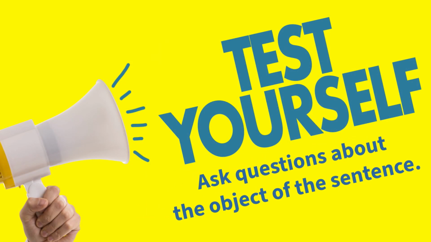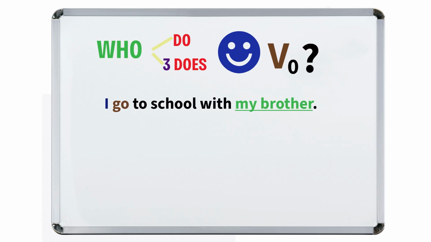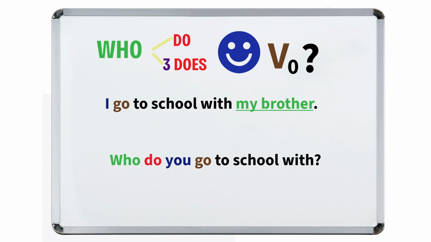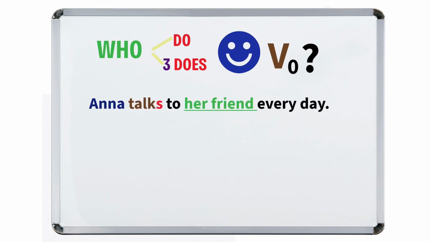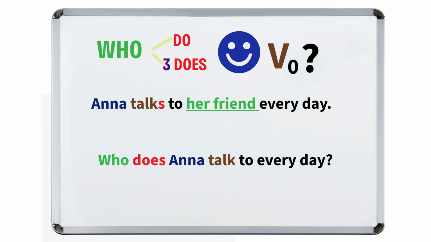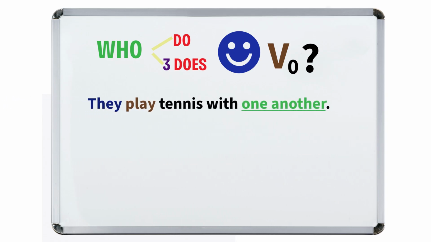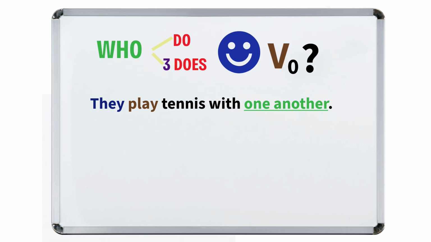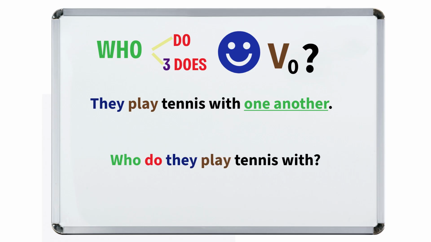Test yourself and ask questions about the object of the sentence. I go to school with my brother. Who do you go to school with? Anna talks to her friend every day. Who does Anna talk to every day? They play tennis with one another. Who do they play tennis with?